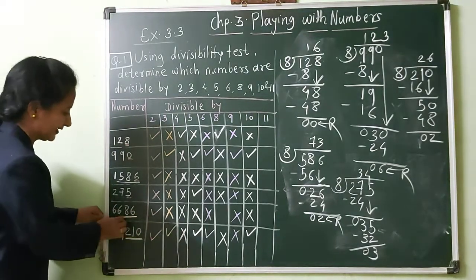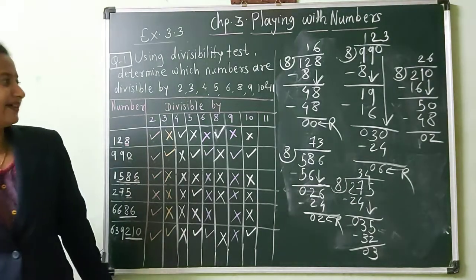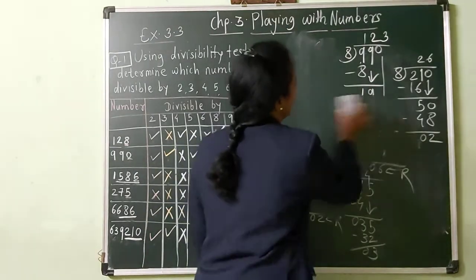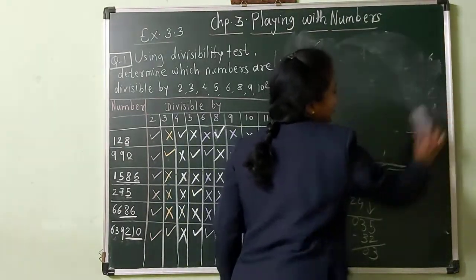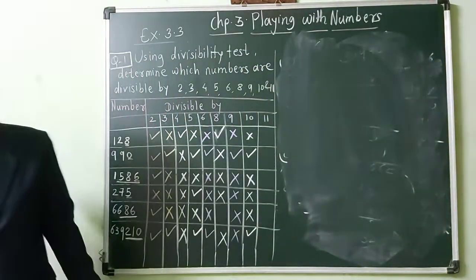6,686. Focus on the last 3 digits. That is 686. Check 686. Is it divisible by 8 or not? If you get a remainder of 0, then that number will be divisible by 8.